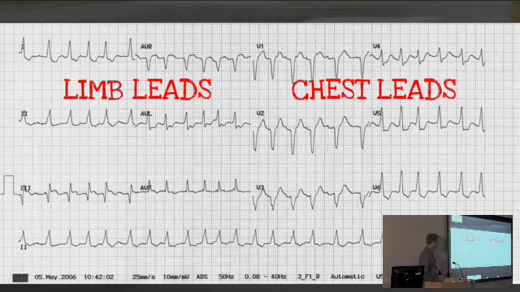So you've got six limb leads and six chest leads. And usually when we print out the report for ECGs, most ECG machines are set up to give us a little rhythm strip at the bottom as well. And conventionally, we normally put lead 2 as the rhythm strip.